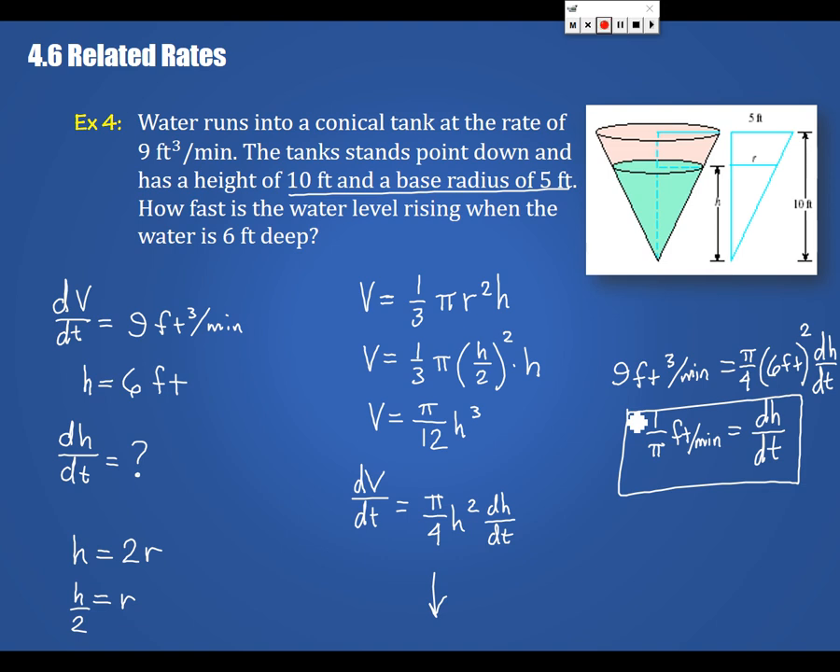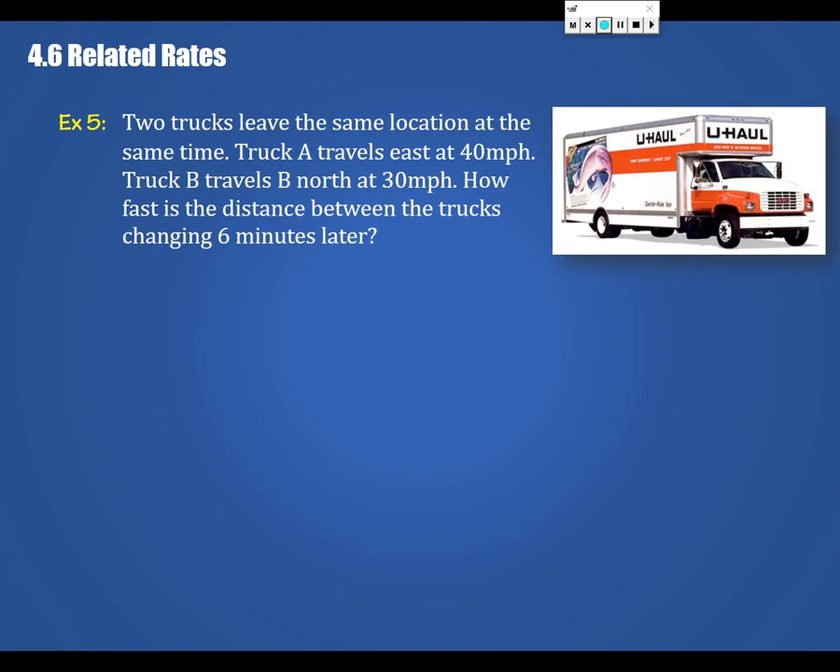Okay, let's do the U-Haul problem here. All right, we got truck A, we got truck B. They're leaving from the same depot. One leaves east, one leaves north. This one's going 40 miles per hour over here. So we'll call this side length A and this side length B. And then we're asking, how fast is the distance between the trucks changing? So we'd like to have the distance between the trucks marked in this picture somehow. All right, so that's the situation we're in.